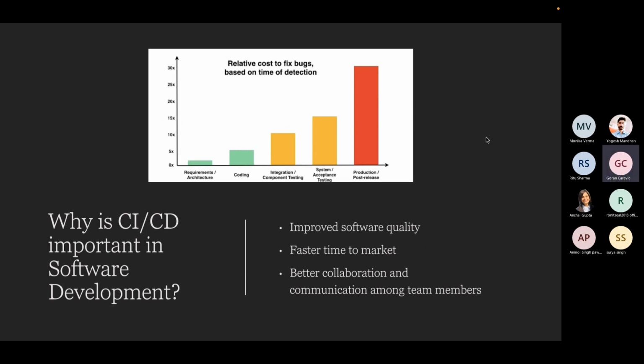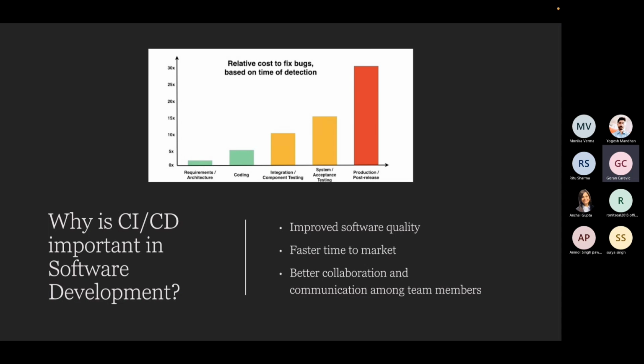Now, why is CI/CD important in software development? Right here, we can see a chart which explains the relative cost to fix bugs based on the time of detection. As you can see, the cost of fixing bugs that are in production or post-release is around 30 times more than in the requirements or the architecture phase. So that's one of the important key takeaways that saves a lot of money.